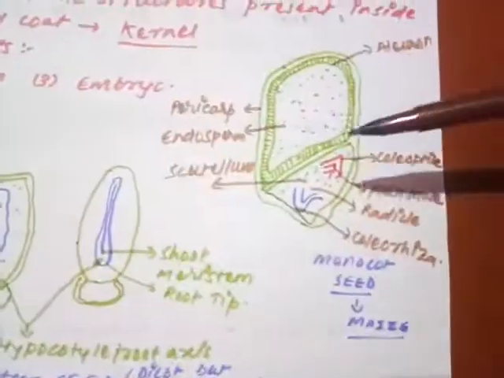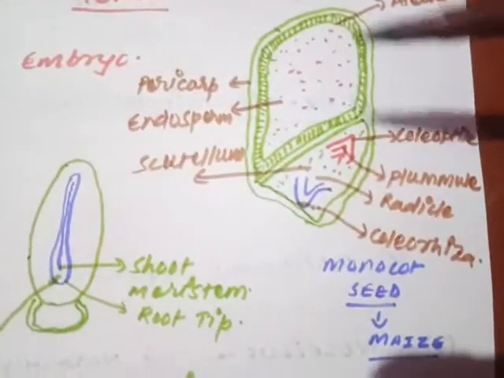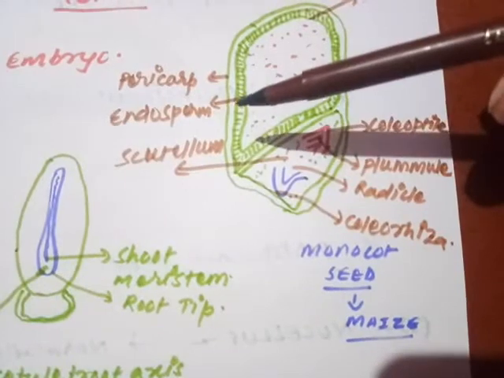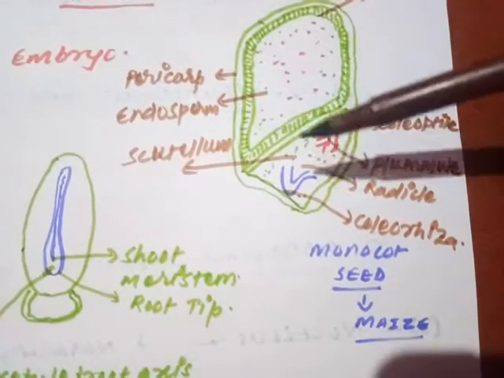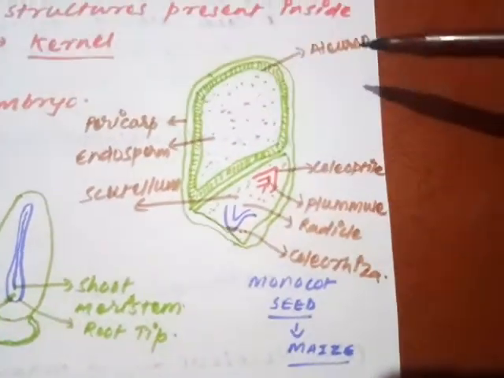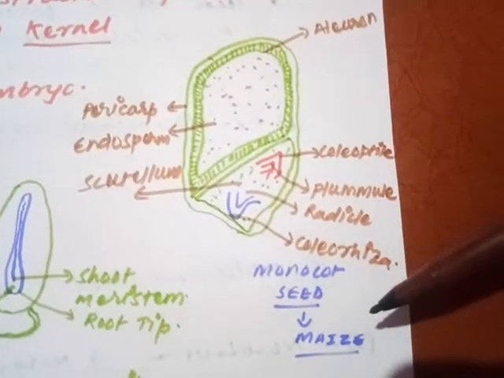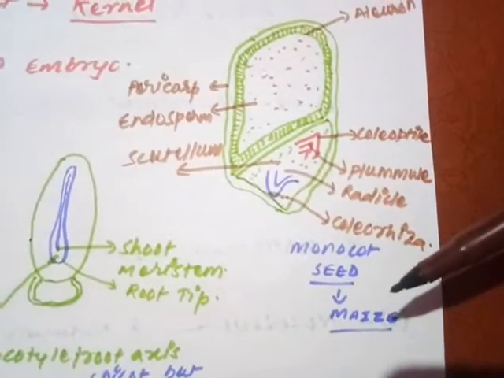Now once again the monocot seed. In the monocot seed, the pericarp, the fruit wall along with the seed coat, endosperm is present, scutellum is present, aleurone layer is present, coleoptile, plumule, radicle, coleorhiza, all these structures are present in the monocot seed.